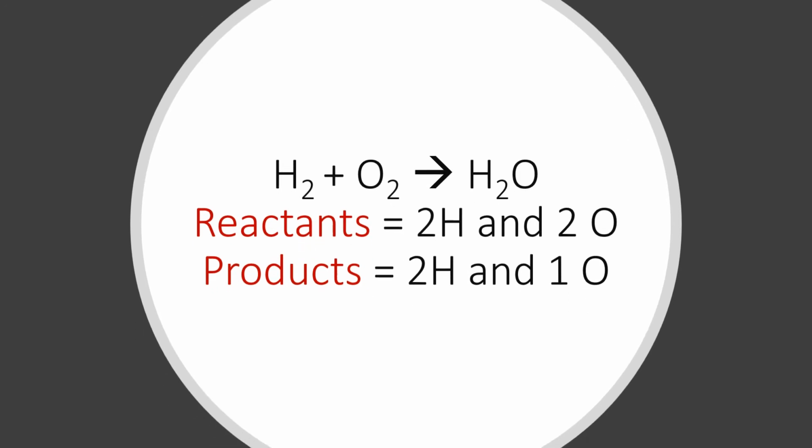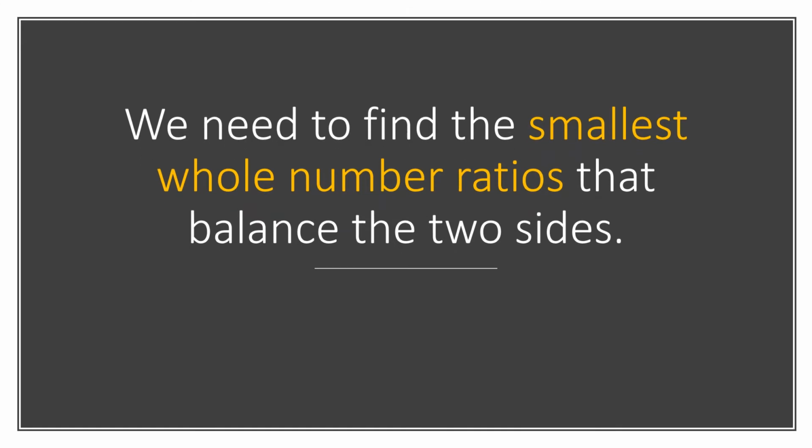And we look at this original setup we made, and we realize we don't have the same number. Yeah, we've got two hydrogens on both sides, but on the left side we've got two oxygens, and on the right side we've got one oxygen. So this is what we call unbalanced, and we need to now balance this equation, right?